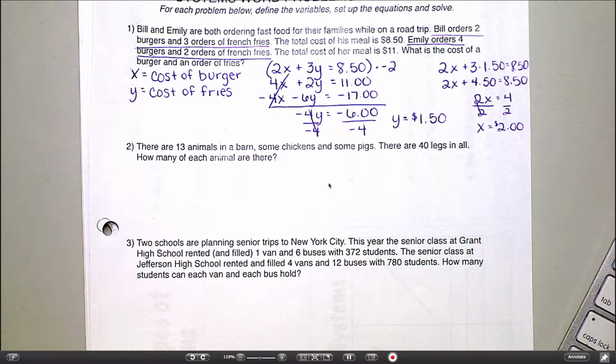And then what I would always do is look back at what those represent and just make sure they make sense. Make sure that your answers make sense. If you had gotten a negative number out of that, it would be wrong. If you had gotten hundreds of dollars, you would be wrong.